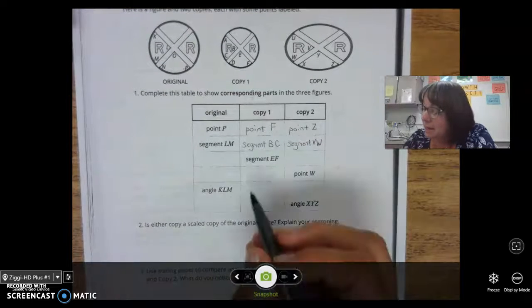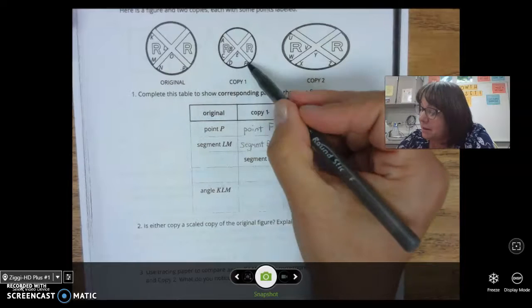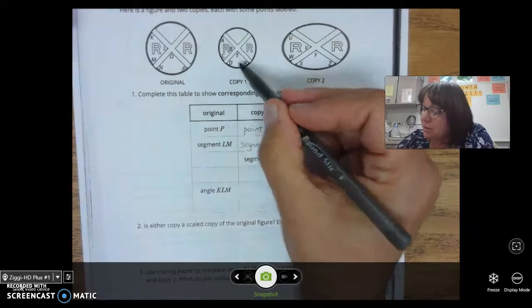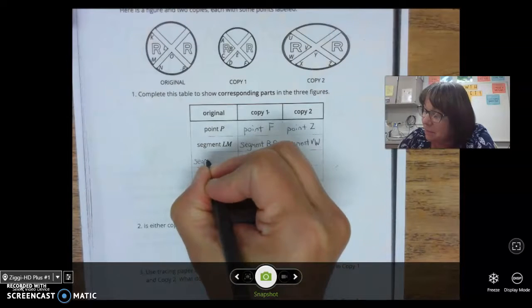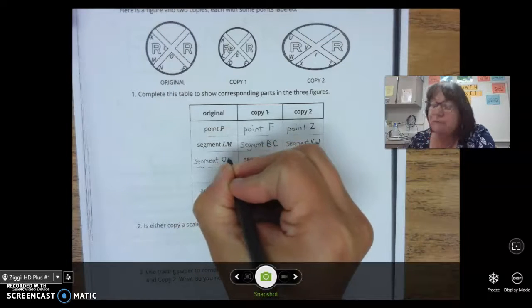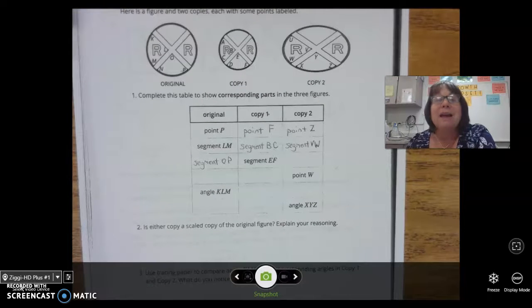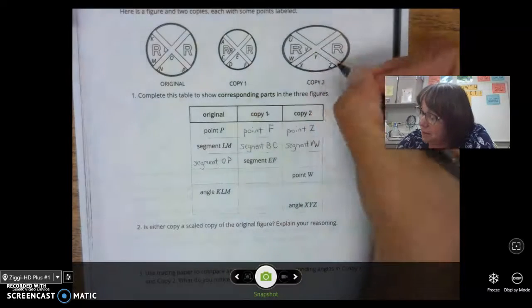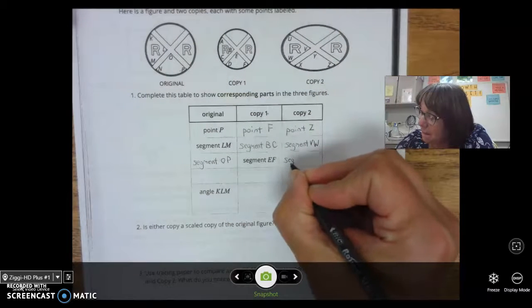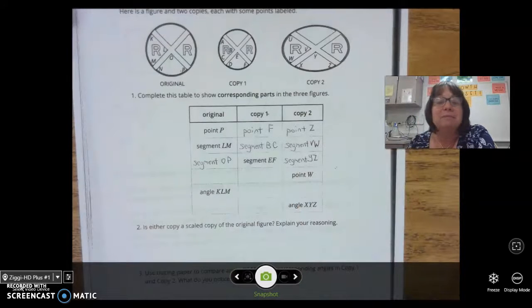Okay, segment EF in copy 1, because remember this is copy 1, so I come here. What would be in the same place in the original? Well, segment OP. Now, does it matter if you call it OP or PO? No, it doesn't. You can do either way. And then in the last one, I was looking for the same as EF, so that would be YZ. We're just matching things that are the same right now.